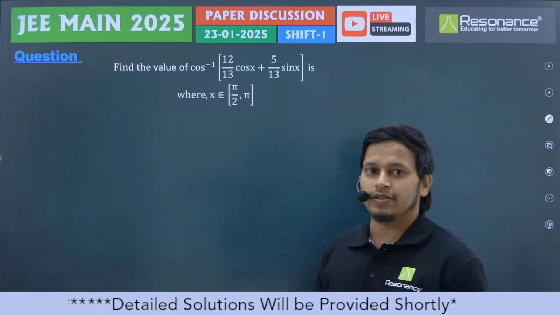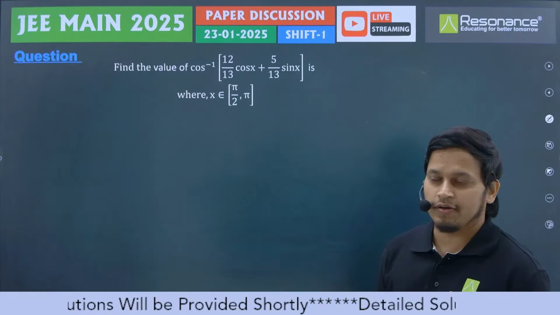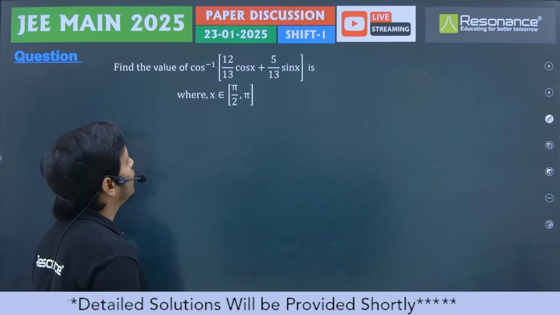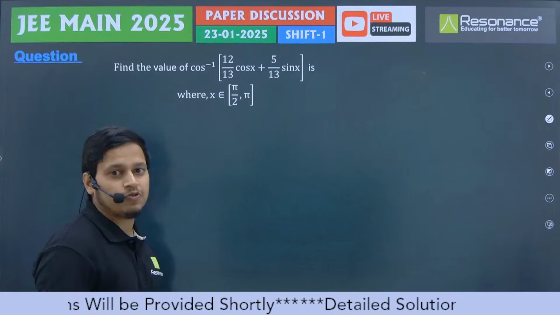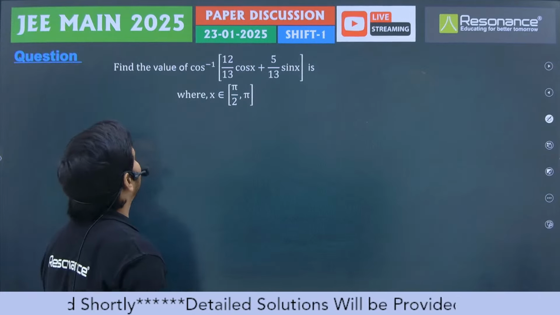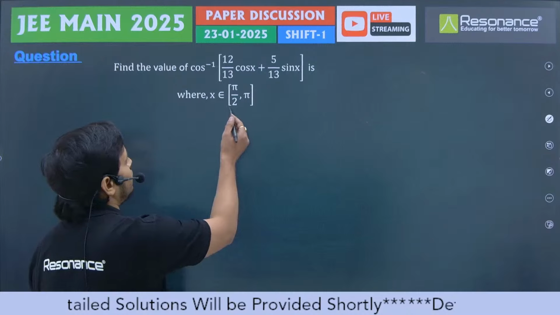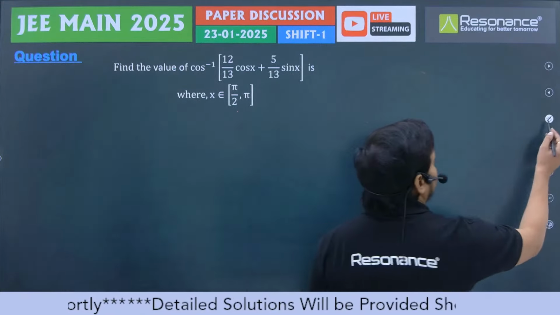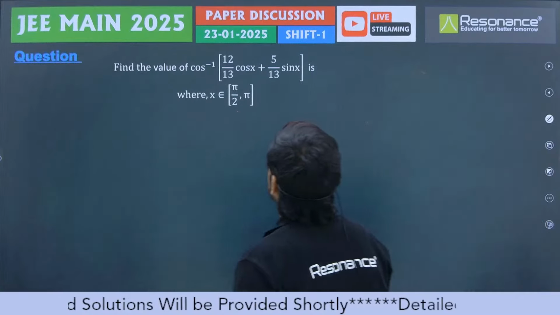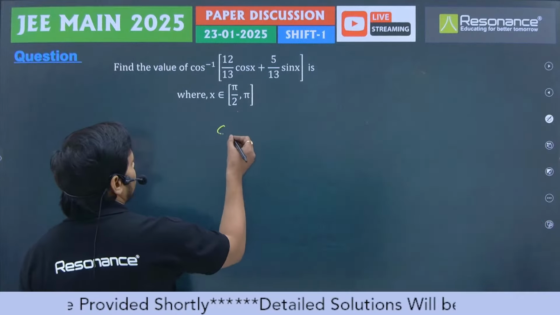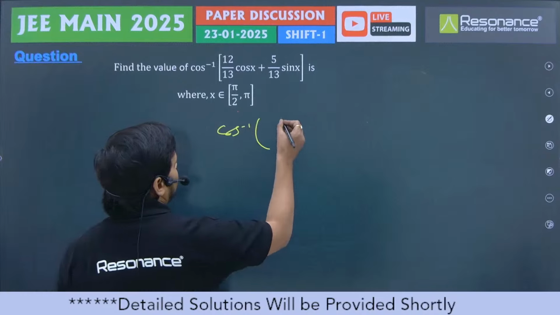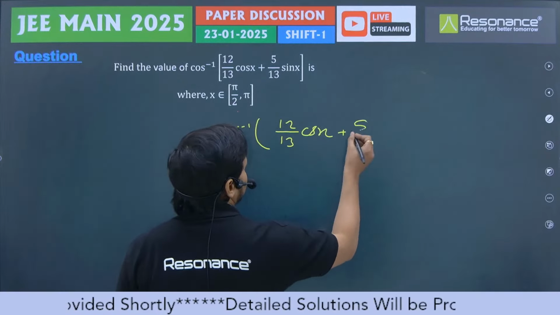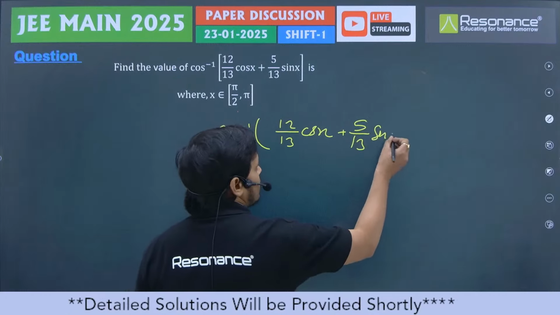That's why we didn't write the options here, but there was the question: cos inverse of 12 by 13 cos x plus 5 by 13 sin x, and we need the value of this, where they give that x belongs to pi by 2 to pi. Okay, now let's start. So here they give cos inverse of 12 by 13 cos x plus 5 by 13 sin x.